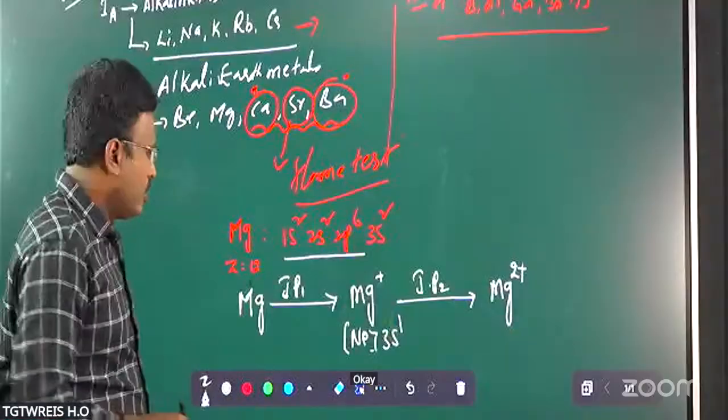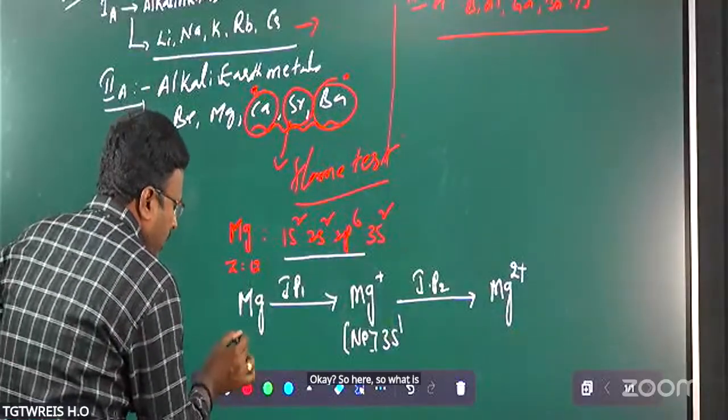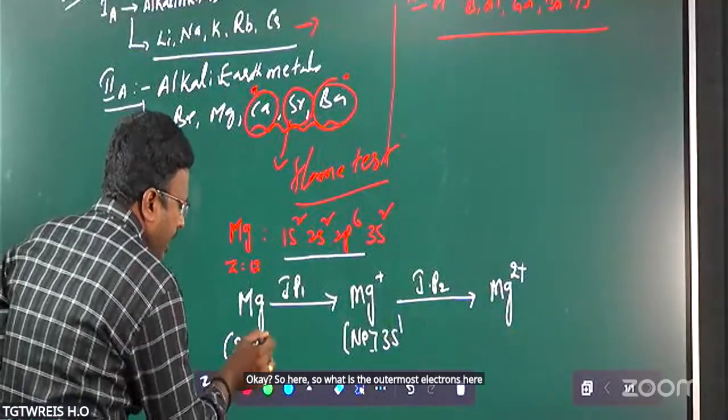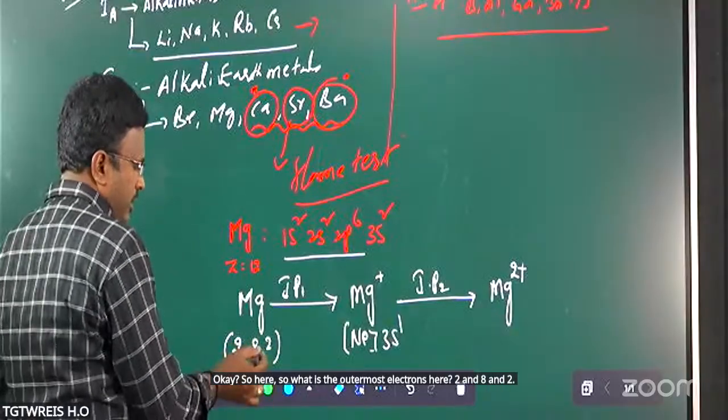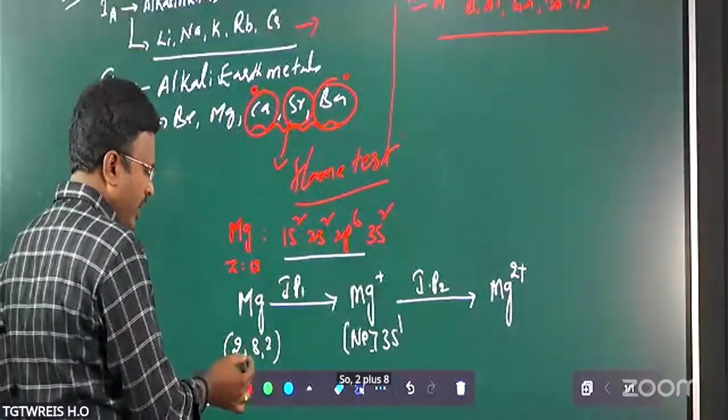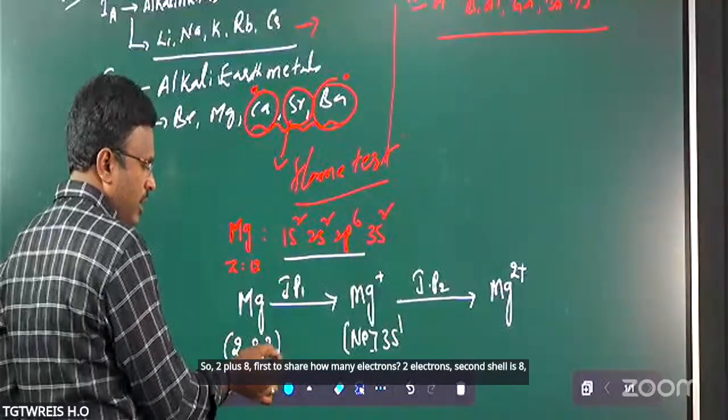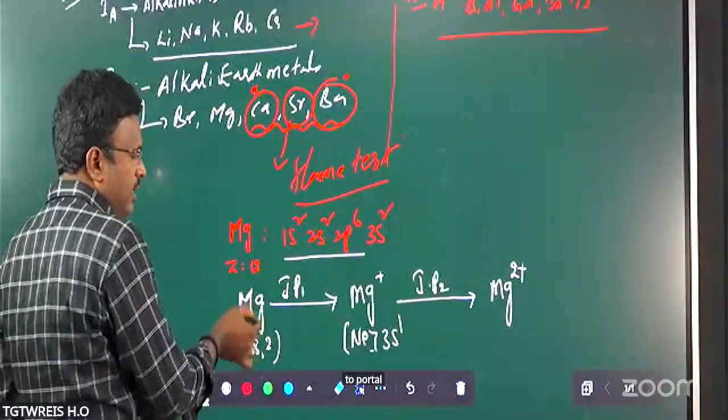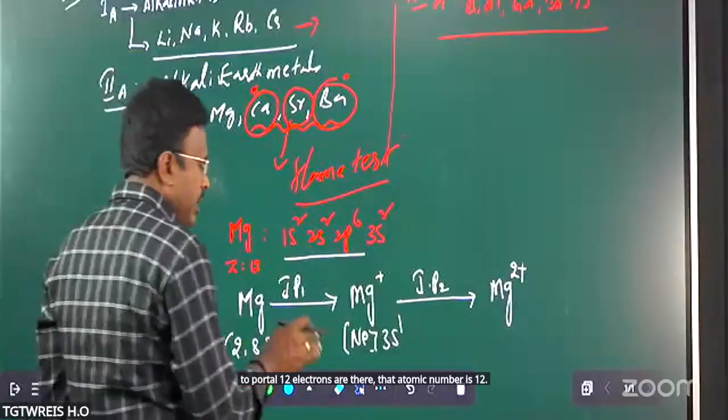Okay. So here, what are the outermost electrons? 2, 8 and 2. So 2 plus 8. First shell, how many electrons? 2 electrons. Second shell is 8. Third shell is 2. Total 12 electrons are there. That atomic number is 12.